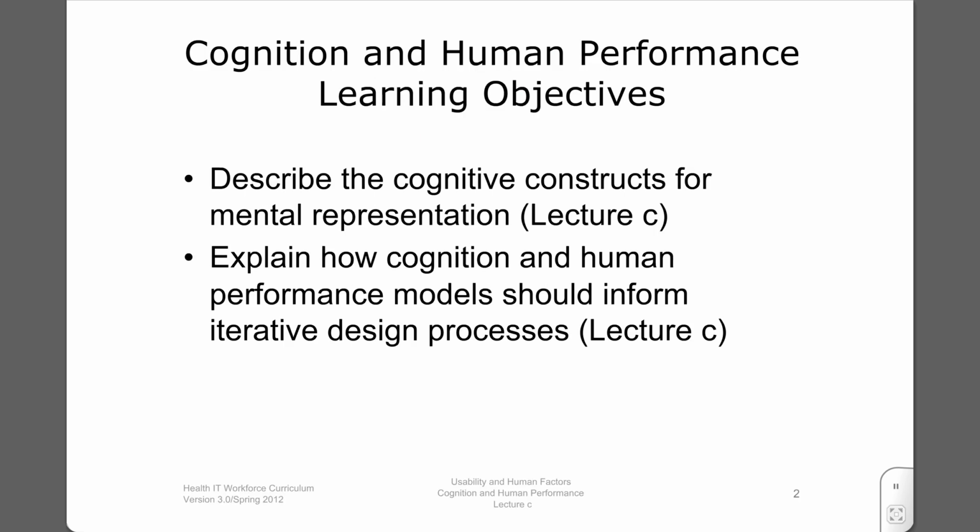In this lecture, our objectives are to: 1. Describe the cognitive constructs for mental representation, namely mental models. 2. And to explain how cognition and human performance models should inform iterative design processes.